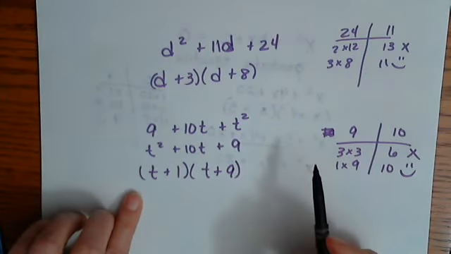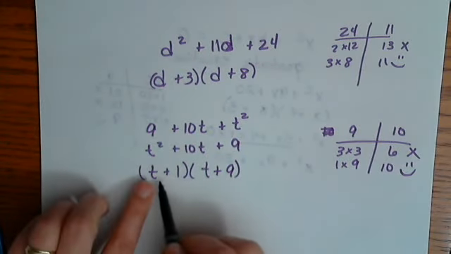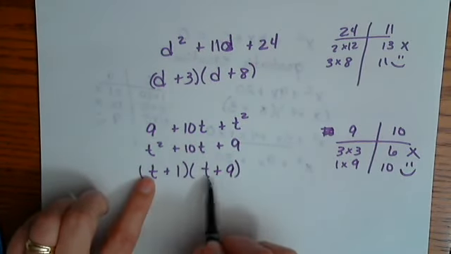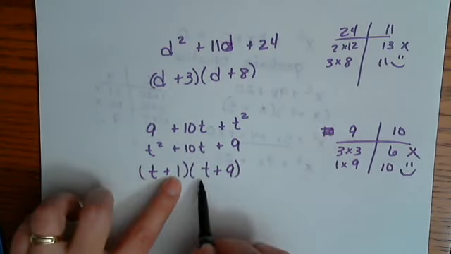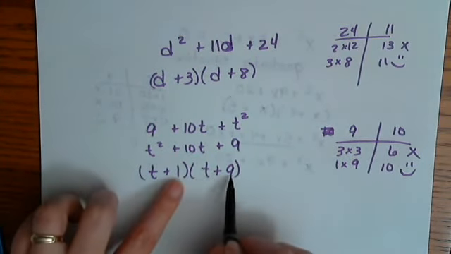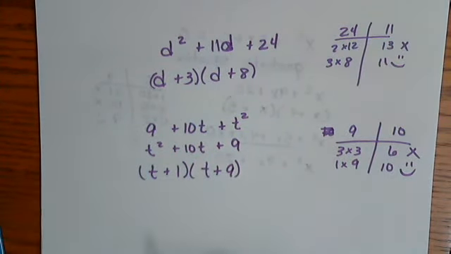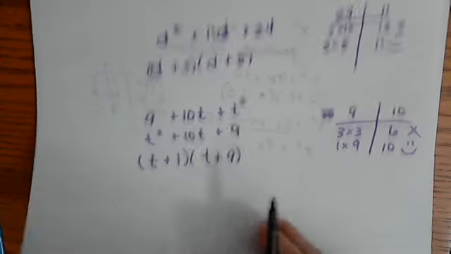And just to double check to make sure we get the same answer back, t times t is t squared. 9t plus 1t is 10t, and plus 9. Ta-da! I told you this step was fun.